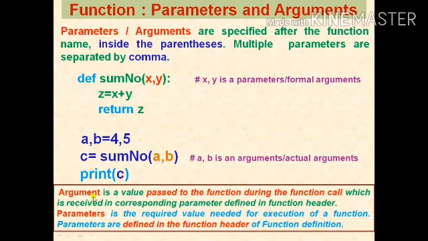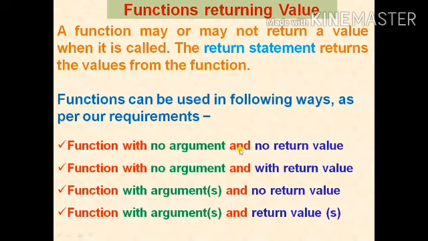So arguments are mainly used in function calls. Parameters are mainly used in defining a function, in the function header section of a function definition. Hope you understand this.